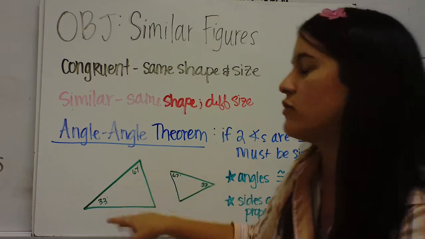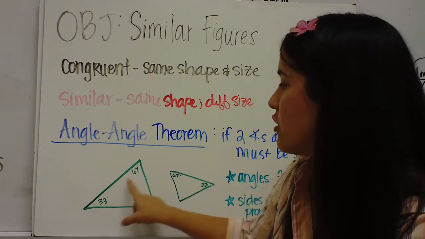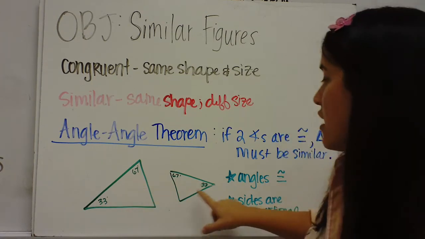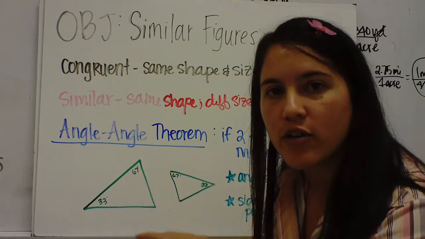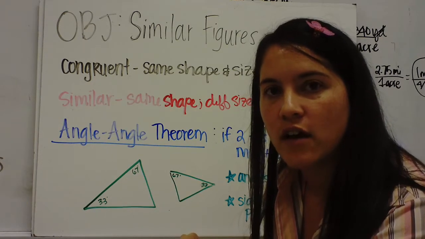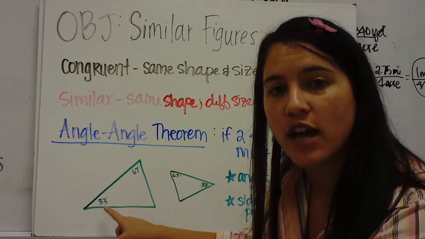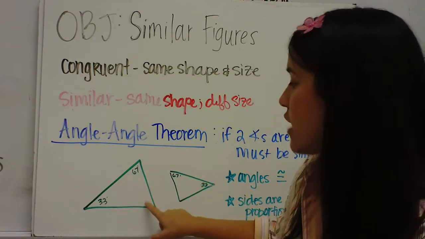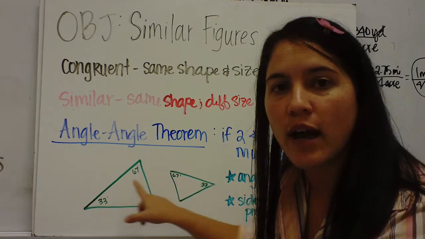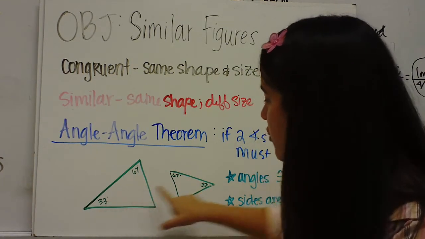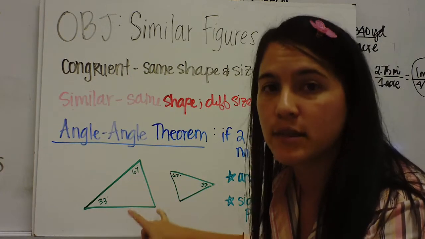So let's take these two triangles. Right now, we don't know anything about them except for we have an angle that's 33 and 67 and another angle that's 33 and 67. We know that the interior angles add up to be 180. So if we were to add these together and subtract that from 180, we would get this third angle, and they would be the same. So we know if two angles are congruent, 33 to 33 and 67 to 67, that these triangles are similar.